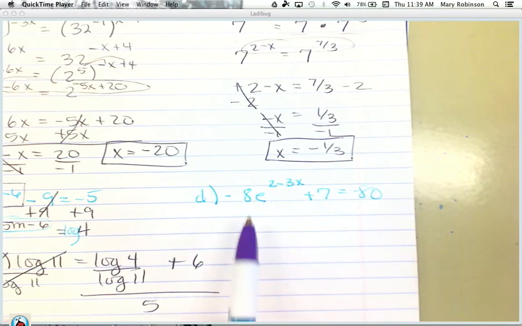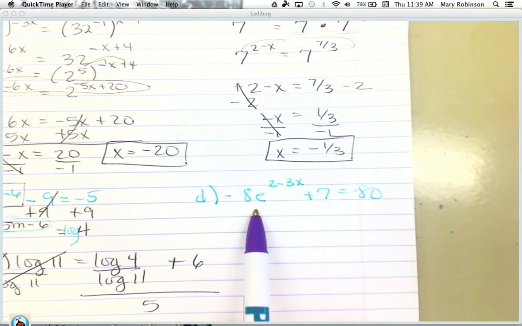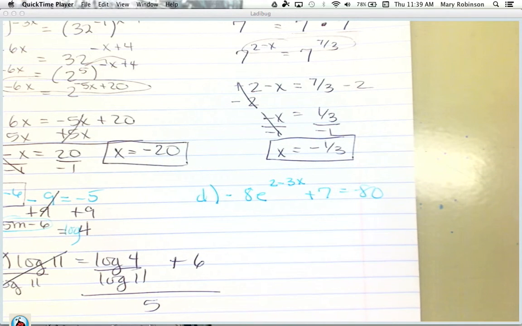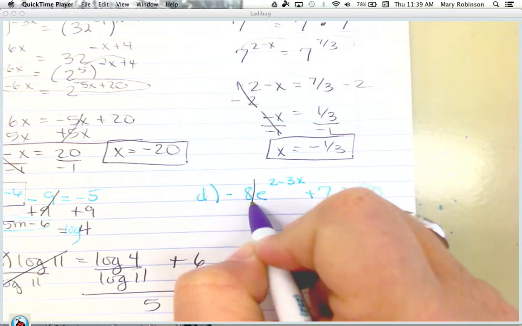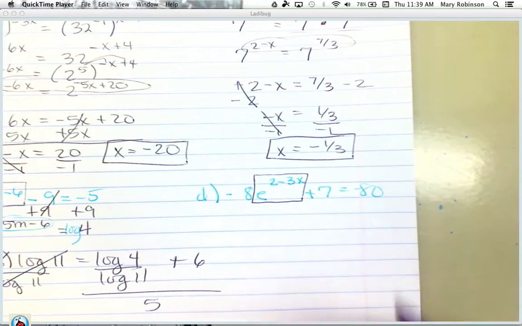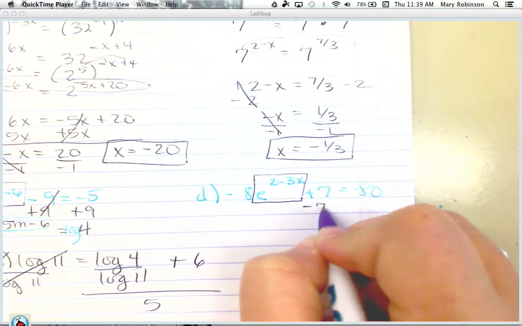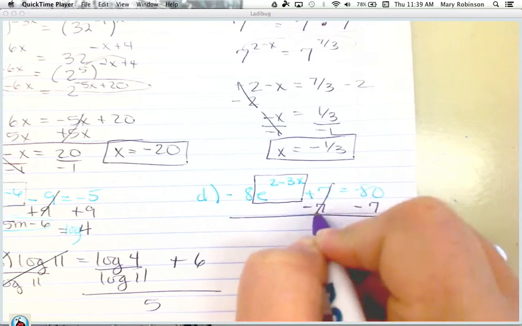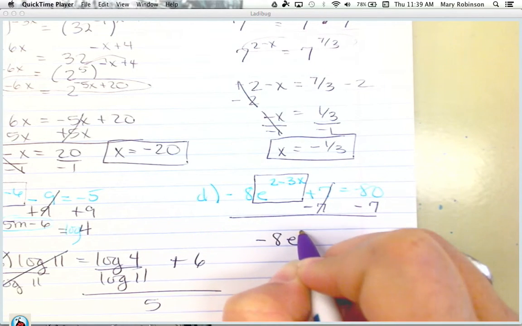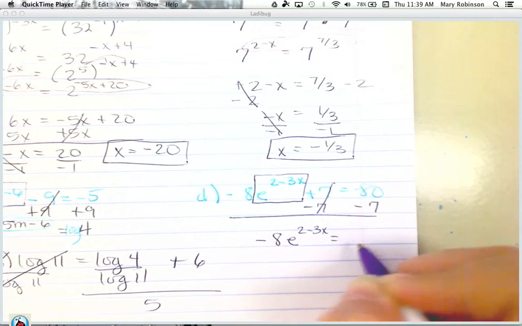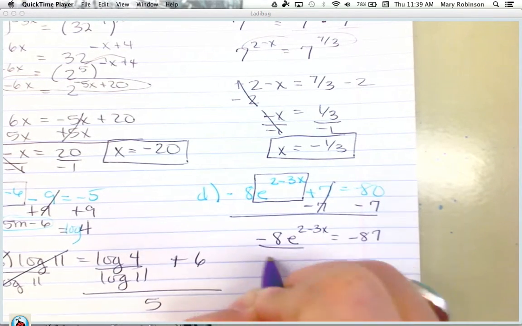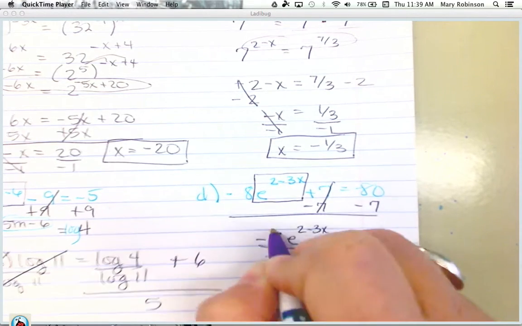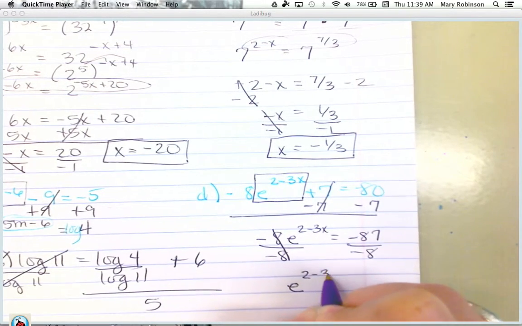On D, notice it has e in it. When we have exponential equations with e in it, we need to use natural log. So to get e by itself, that's our job, get our base by itself. We're first going to have to subtract 7 like we would any other equation. I'm going to bring down negative 8 times e to the 2 minus 3x. Negative 80 minus 7 is negative 87. Then I'm going to divide both sides by negative 8. Then I have e by itself.